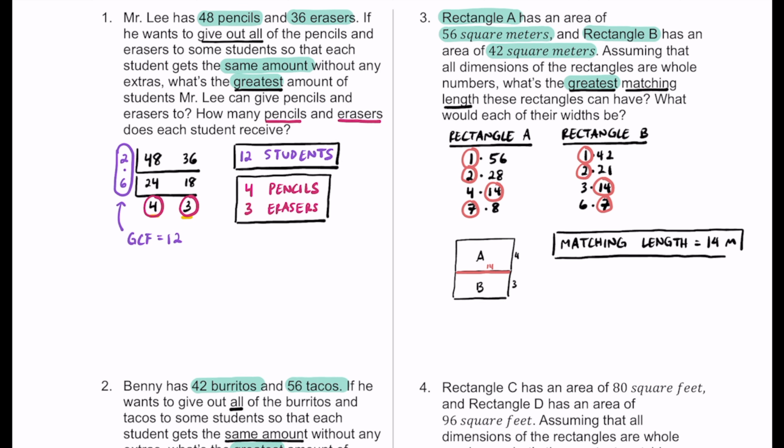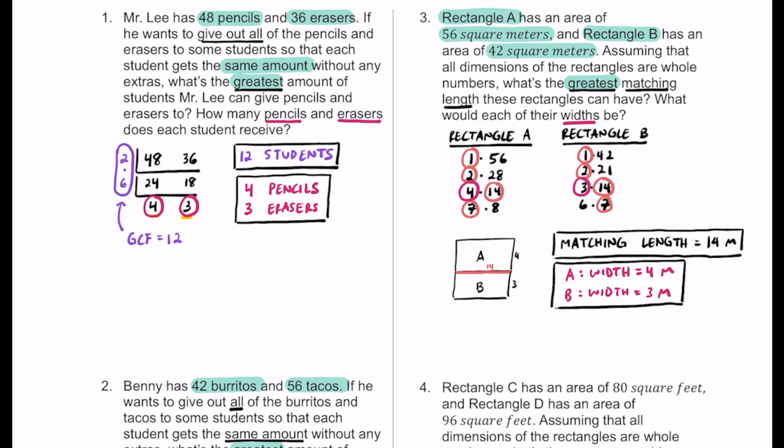And if they had a matching length of 14, the question does ask later on what would their widths be, right? So this 4 that's left over, the one width for rectangle A would have a width that's equal to 4 meters. And then for rectangle B, that one would have a width of this 3 meters. So that's equal to 3 meters. Okay, so these two rectangles would have a matching length of 14, and then their individual widths would be 4 and 3, so that their areas would be 56 and 42, which is what we started with, right?